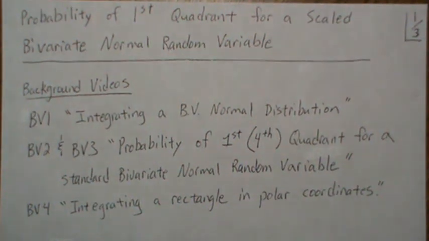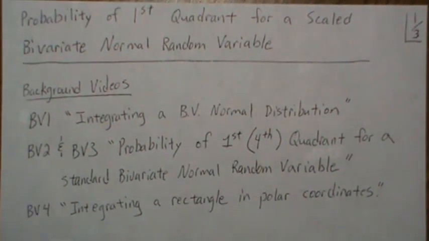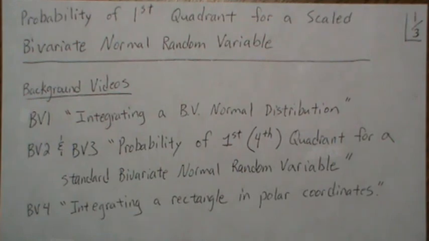Hello, in this video we're going to look at the probability of being in the first quadrant when we're dealing with a scaled bivariate normal random variable. And scaled here means that the variances are 1, the means can be anything, and the correlation can be anything.